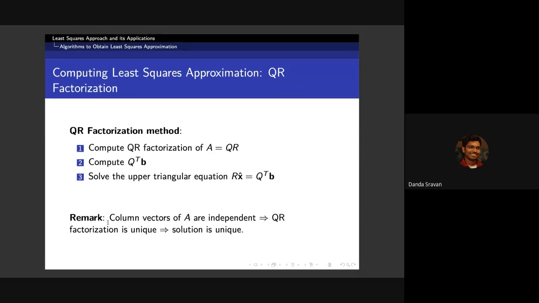If my column vectors are independent, the QR factorization would be unique, and this is as expected because we already know that the solution is unique. If my columns are independent, this algorithm also gives me just one solution.